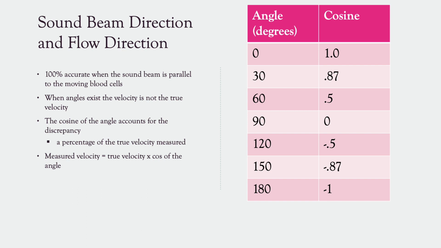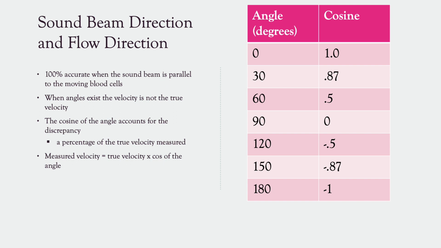A percentage of the true velocity is measured, and we use the equation of measured velocity equals true velocity times the cosine of the angle. The Doppler shift and the cosine of the angle are directly related, and what happens to one happens to the other. One doubles, so does the other.